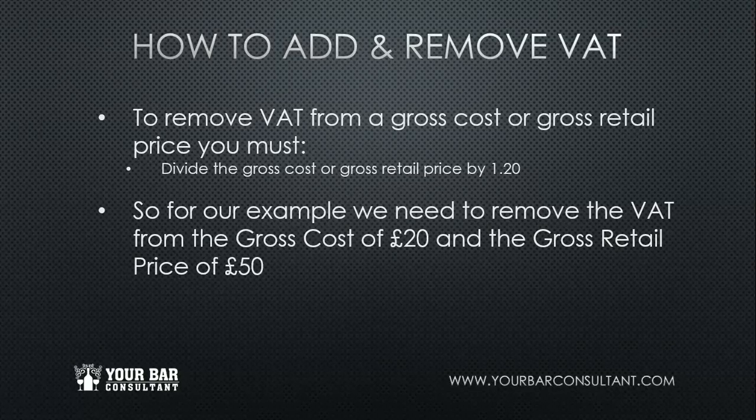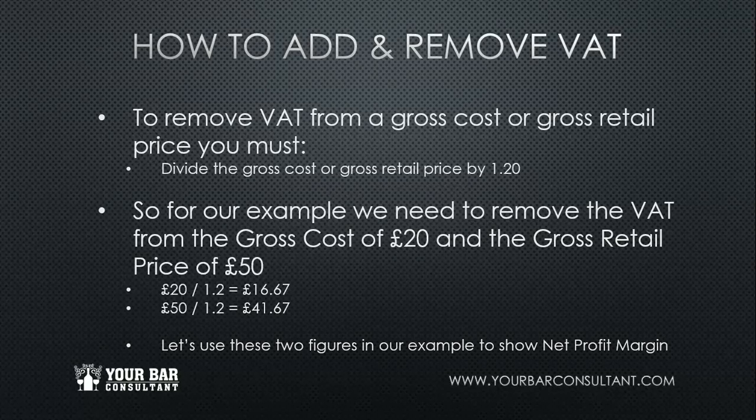So for our example, we need to remove the VAT from the gross cost of £20 and the gross retail price of £50. So we have £20 divided by 1.2, and that gives us a net cost of the item of £16.67. And we have £50 as our gross retail price, and if we divide that by 1.2, we have a net retail price of £41.67. So let's use these two figures in our example to show the net profit margin.